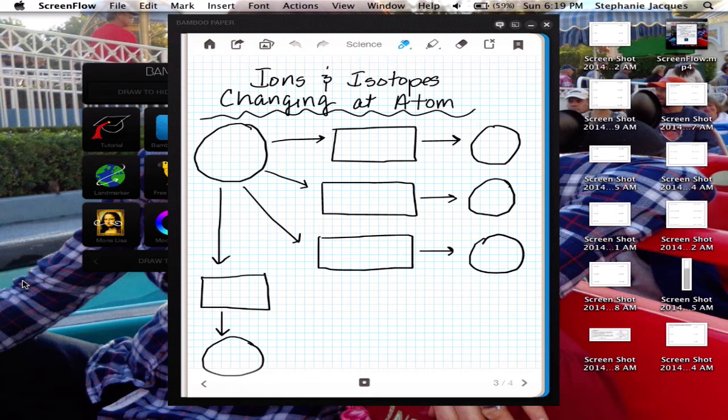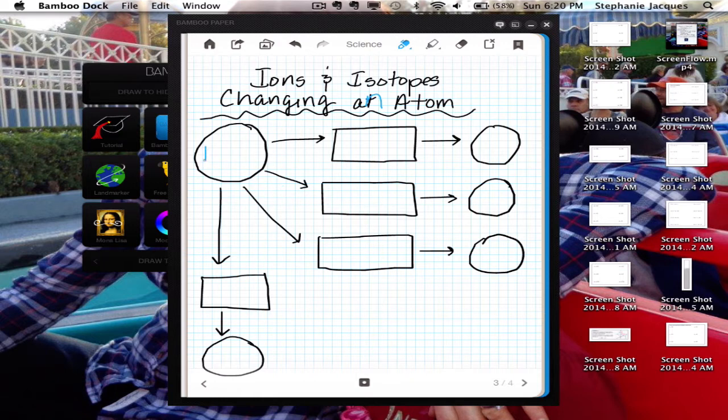Okay, today in science we'll be talking about ions and isotopes. So basically ions and isotopes just change an atom. I meant to put changing an atom, I apologize. Okay, so I have a little diagram here. Take a minute to write it down. If you want to pause me and then sketch everything, that would be great.